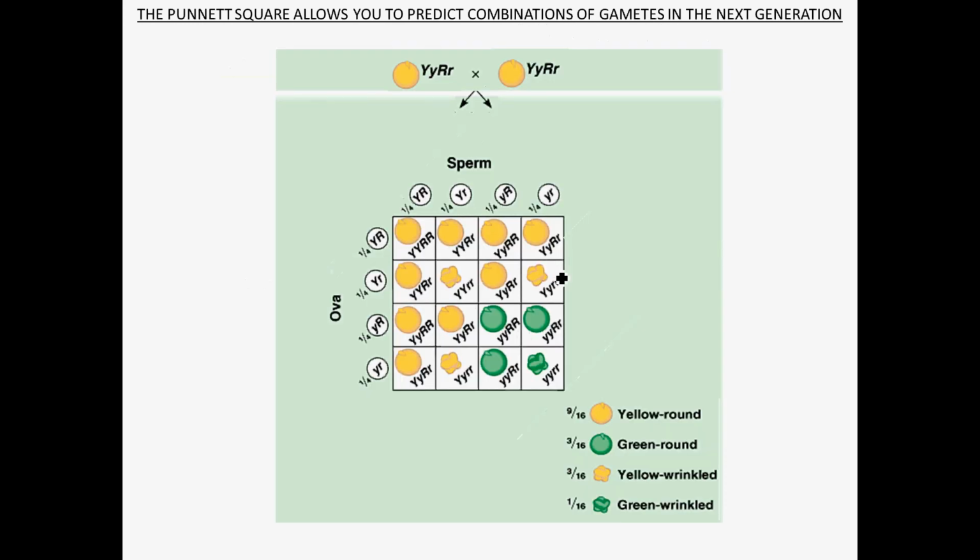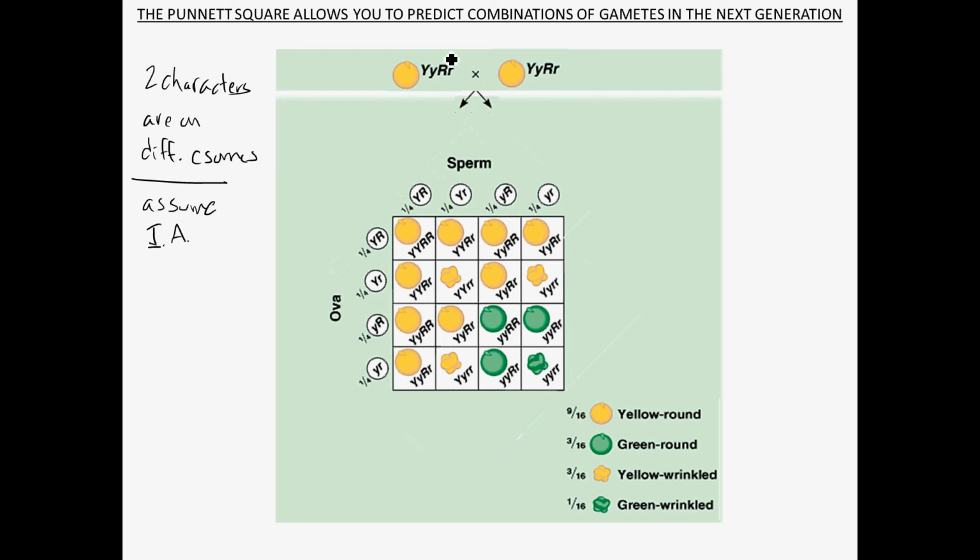You can also apply this to a dihybrid cross, and again, the key with the dihybrid cross here is that this works if the two characters are on different chromosomes. This is a key, right? If they're on different chromosomes. So you have to assume independent assortment here, right? That is, how the Y's behave is independent of how the R's behave, right?